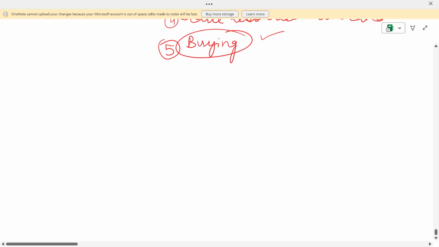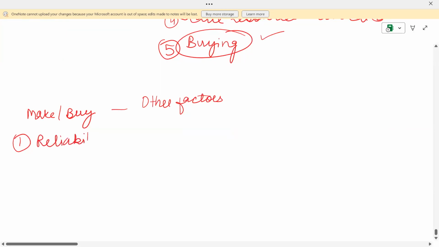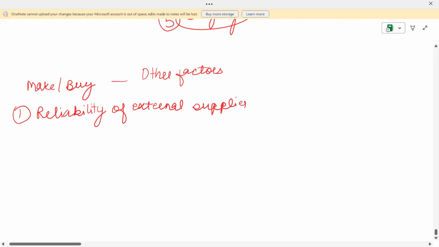Now let's also consider the non-financial factors that a company can consider when deciding to make or buy. There can be a theoretical requirement which asks you to consider other factors rather than the financial ones. First of all, if a business is thinking whether it should make its own thing or buy it from outside, they should consider how reliable the external supplier is. The reliability of the external supplier is something the company should consider.